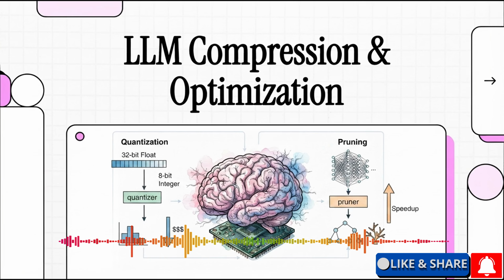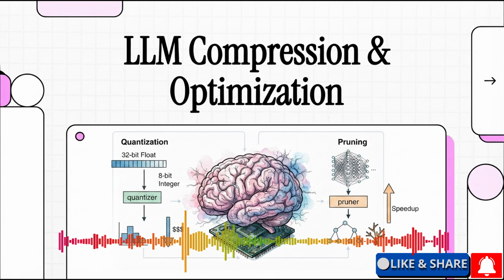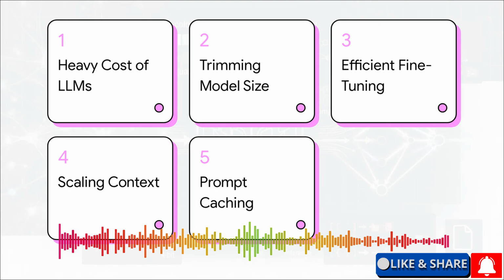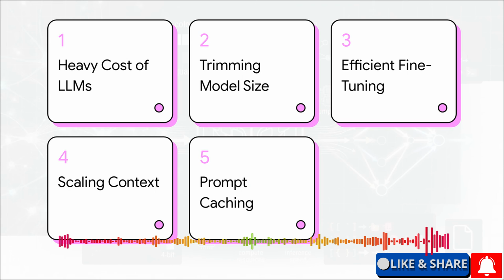Whether you're an AI engineer deploying at scale, a product team building for mobile edge devices, or an ops manager trying to cut those massive cloud compute bills, you absolutely need these optimization tools in your toolbox. To get there, we'll unpack this across 5 structural pillars, starting with the heavy cost of LLMs, moving into trimming the model size, exploring parameter-efficient fine-tuning, scaling context and attention, and wrapping up with prompt caching.